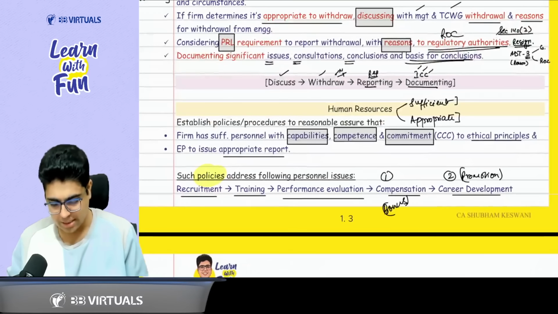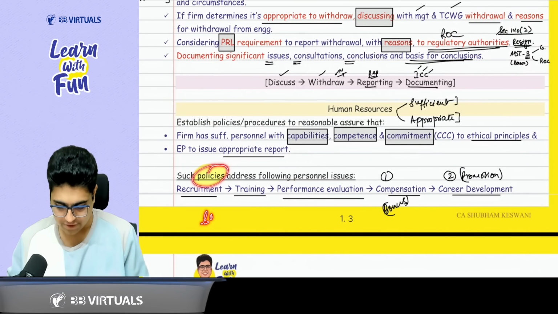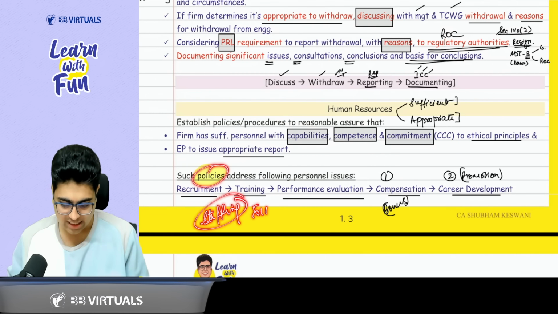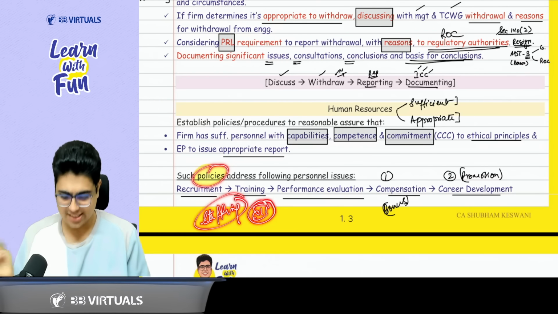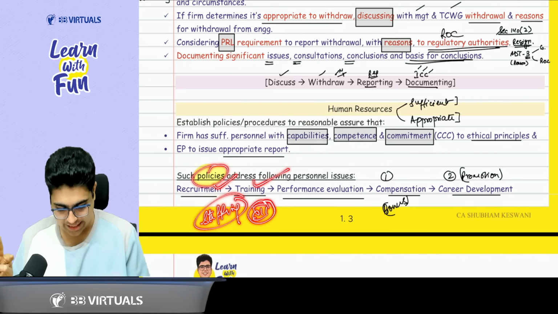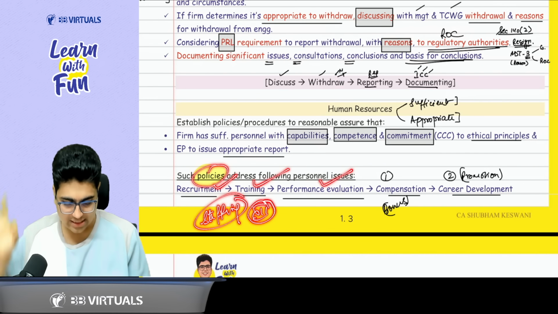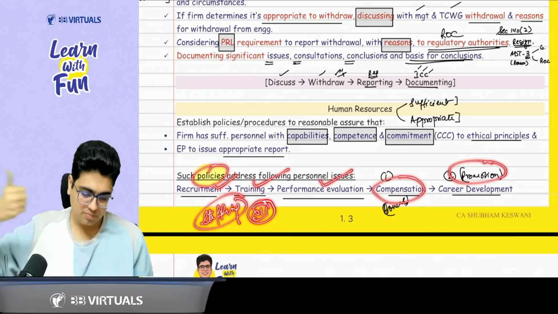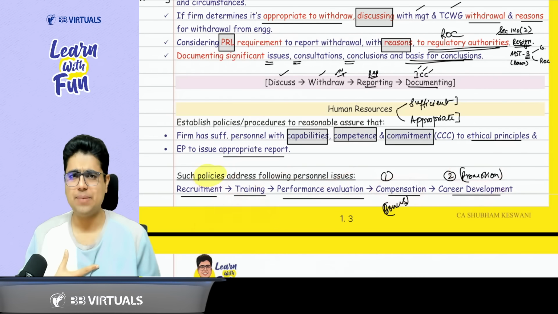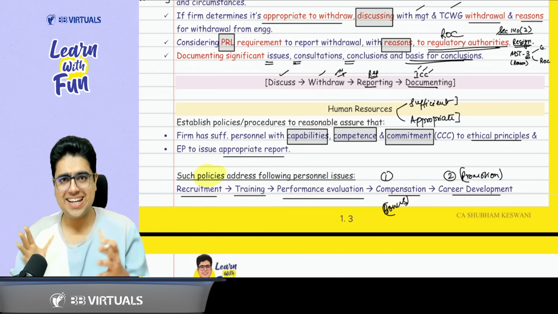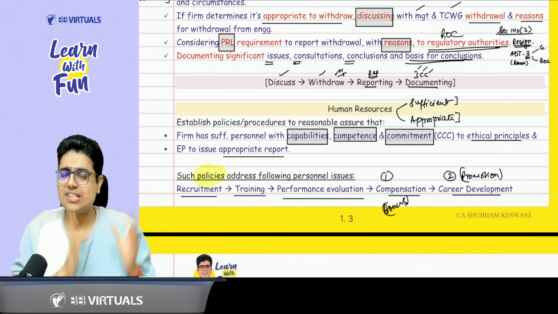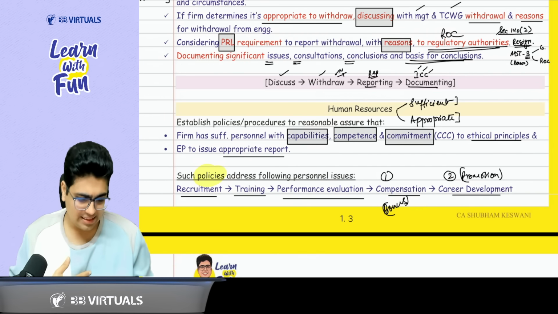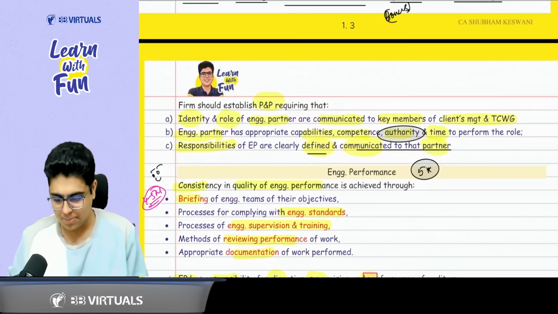Now, sir, what will be the policies? This is just the staffing process which you used to study in class 12th. What was the staffing process? Recruitment. Then you do the training. Then you evaluate the performance. If the person is doing good, you give the compensation and promotion. So promotion means career development. So just go with the flow: recruitment, training, performance evaluation, compensation, promotion. Promotion means career development.